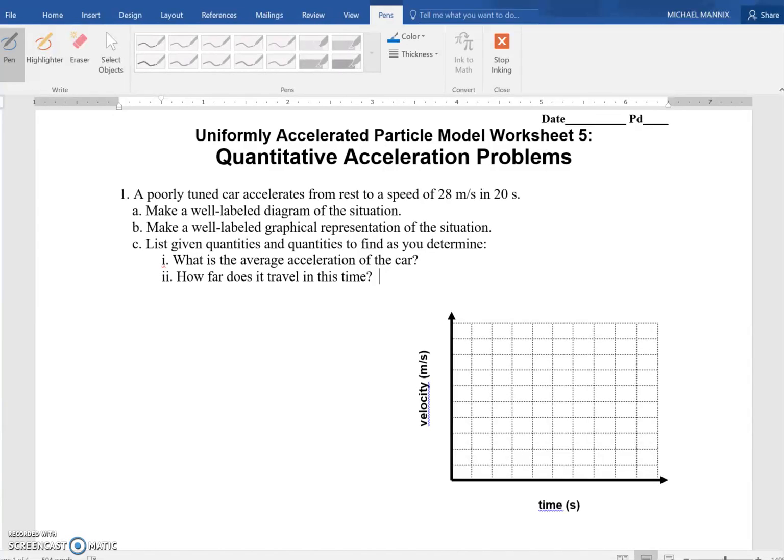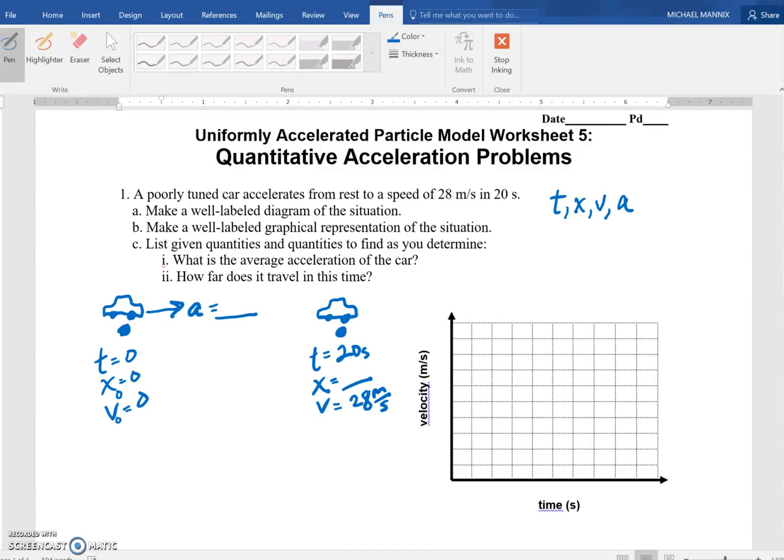All right, homework for tonight, worksheet 5, and I'll do the first one here so you have an idea of what kind of detail I'm expecting. A poorly tuned car accelerates from rest to a speed of 28 meters per second in 20 seconds. Make a well-labeled diagram of this situation. Here is such a diagram.